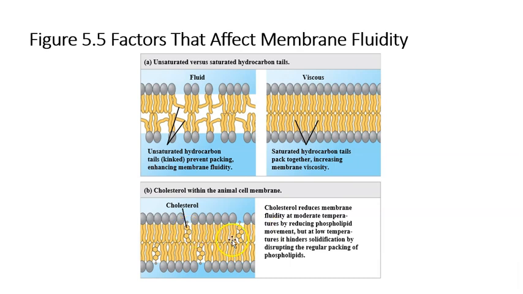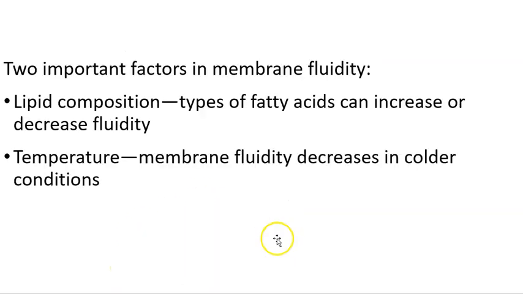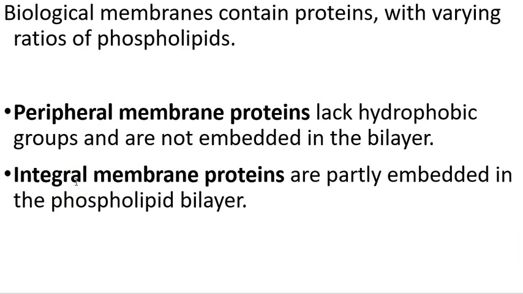Cholesterol reduces fluidity at moderate temperatures. But at low temperatures, it hinders solidification by disrupting the regular packing, which is very important to think about. And there's cholesterol and what it looks like. You don't have to know what it looks like, but there it is. Two important factors: lipid composition, unsaturated or saturated, and temperature. And of course, cholesterol. So proteins: peripheral means on the outside.